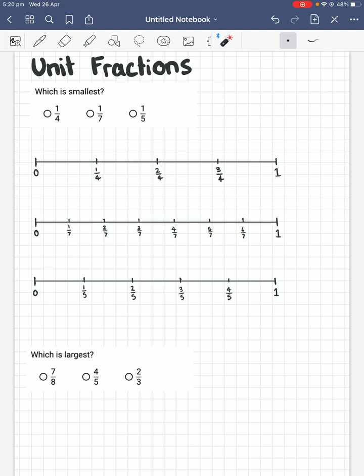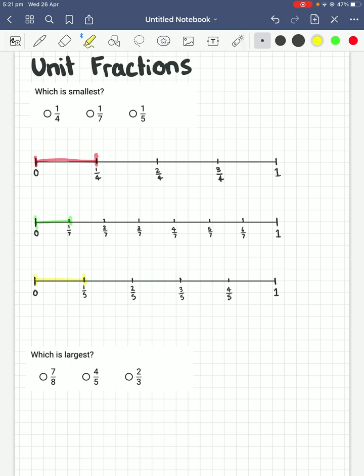So I've drawn up 3 number lines. Now you don't have to do that, but it's just a good way of showing what's going on. So you can see quite clearly that 1/4 here, 1 out of the 4 parts, is a lot larger than, say, 1/7 here. And it's also larger than 1/5. And you can see that 1/7 is smaller than 1/5.